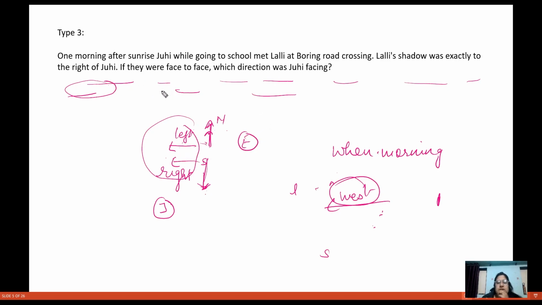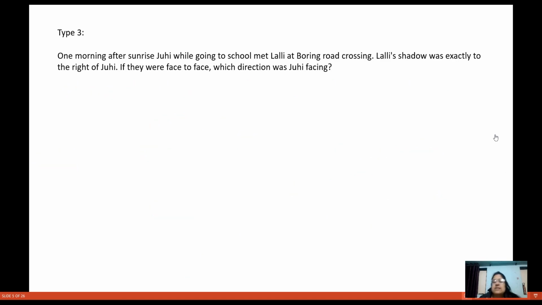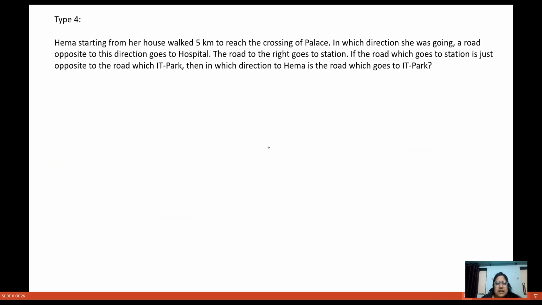Now in this question, what it is saying: after sunrise, Juhi, while going to school, met Lali at Boring Road crossing. Lali's shadow was exactly to the right of Juhi. So that means Juhi is facing towards south. Now, if they were face to face, Lali is facing north and Juhi is facing south. It is asking which direction Juhi is facing, so you can tell that Juhi is facing towards south. So this is how you can do this kind of question.